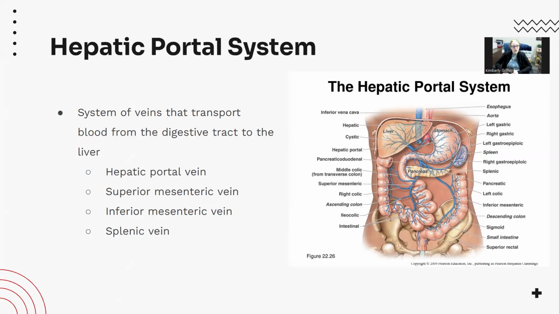It also has a system of veins that transport blood from the GI tract to the liver. So this is your hepatic portal vein. The portal vein transports blood from the intestinal tract to the liver and provides about 80% of the liver's blood. Then you have the superior mesenteric vein, the inferior mesenteric vein, and the splenic vein. So the liver gets a lot of rich blood supply. The hepatic artery provides 20% of the blood supply to the liver and is rich in oxygen. But the portal vein blood is low in oxygen, but very high in nutrients. So it carries a lot of the nutrients across where it needs to go.